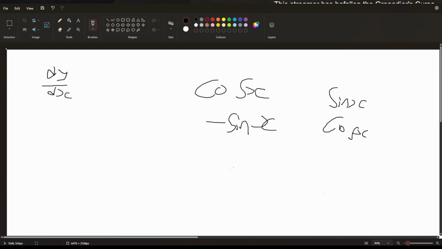But what if you have cos x squared? Well, now I didn't really go into this, but you've got now a function within a function. So what you do is you differentiate the outer function, you get negative sine x squared, and then you times by the differentiation of the inner function, 2x. So it's negative 2x sine x squared.